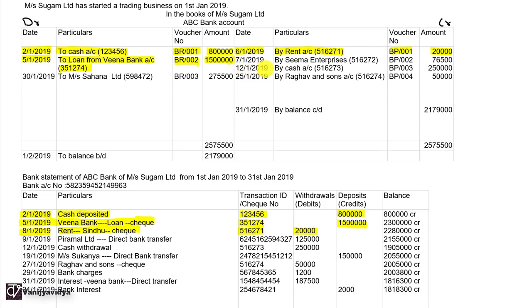Next, 12 Jan 2019 by cash account, 516273, BP003, 2,50,000. On the debit side, we have 2,50,000. Now let's verify your check number 516273. So it matches with the bank account. Let's mark this transaction.